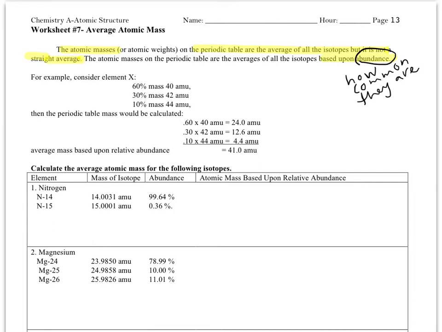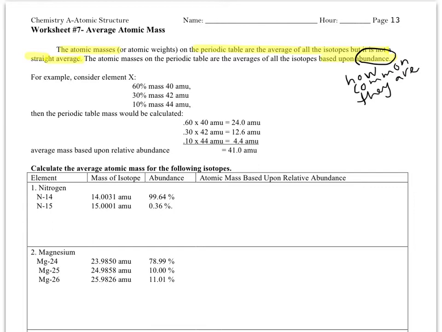But I talked about how it can't just be a straight average. You don't just add up each of the masses of the different isotopes and divide by the number of isotopes there are, because some of the versions of the element are really common, and some of them are really rare. So instead, we have to find an average based on something called abundance, how common each of the isotopes is, along with the mass of that isotope.